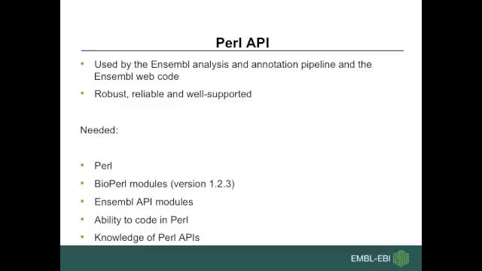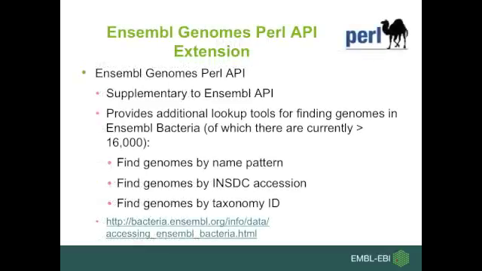Now, for Ensembl Genomes, we have a specific extension to the standard Ensembl API, and this includes some additional methods. This is particularly of relevance to our Ensembl Bacteria site, where we have, in the latest release, over 20,000 genomes, and we have additional methods for automatically looking up and finding the genomes you might be interested in.